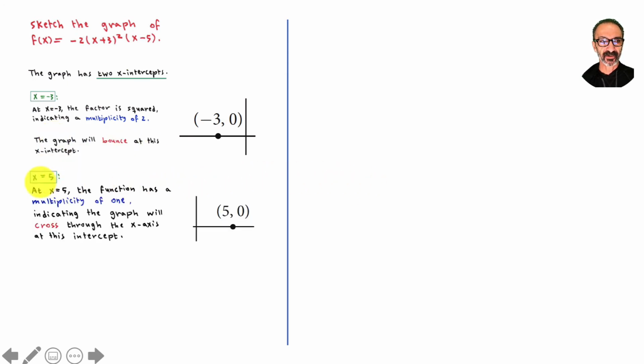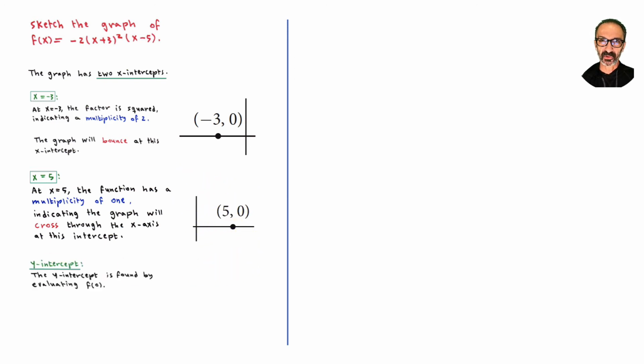At x equals 5, it's a multiplicity of 1. The function has a multiplicity of 1, indicating the graph will cross through the x-axis at this intercept. So this one, if we're coming down, we're going to bounce down this way. If we're coming from the top, we're going to come and go back up. This one here, you cross either way or this way. We'll see how it's going to go.